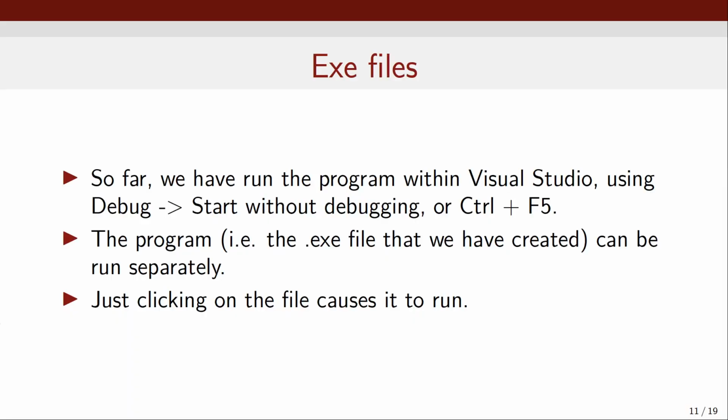Okay, so far we have run the program within Visual Studio or Xcode or CLion and so on. In Visual Studio we did it using Debug and Start Without Debugging, or with Control F5. The program, that is the executable file that we created, can be run separately. You can do that by simply double-clicking on this executable file, and that causes the file to run.